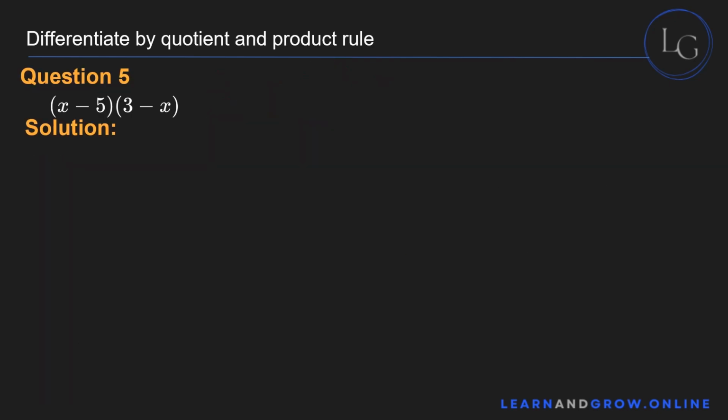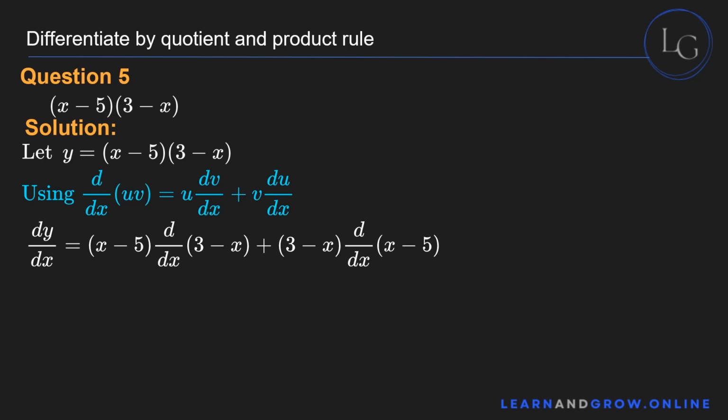Let's go to question 5. That states that we have to differentiate this expression with respect to x, because that is the independent variable over here, and 5 and 3 are constants. So we'll use the product rule over here.